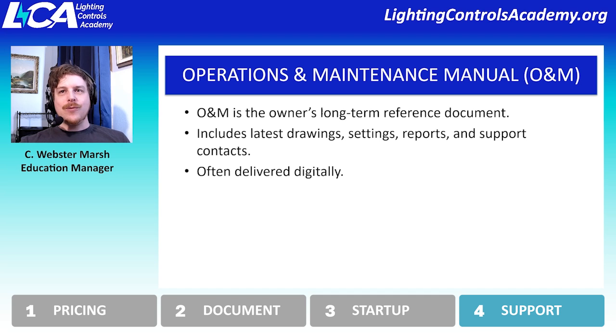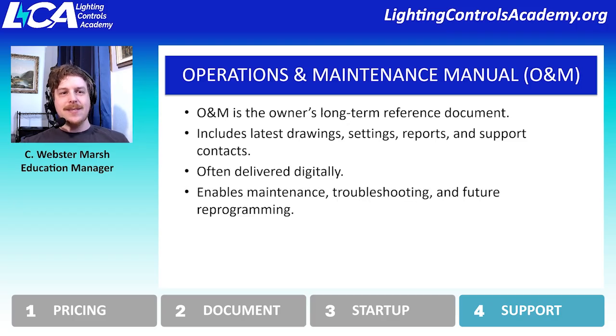And we see more frequently these are being delivered digitally. It used to be you would get these massive 3-ring binders and it would have everything printed out, but nowadays it's more common to see them handed over on a thumb drive or a large file transfer. And what this does is it enables the maintenance staff or the staff in charge of the lighting control system to do their jobs. So if they have a question, how do I deal with this device? How do I program this device? They should be able to go right into the O&M and find that information quickly and easily.